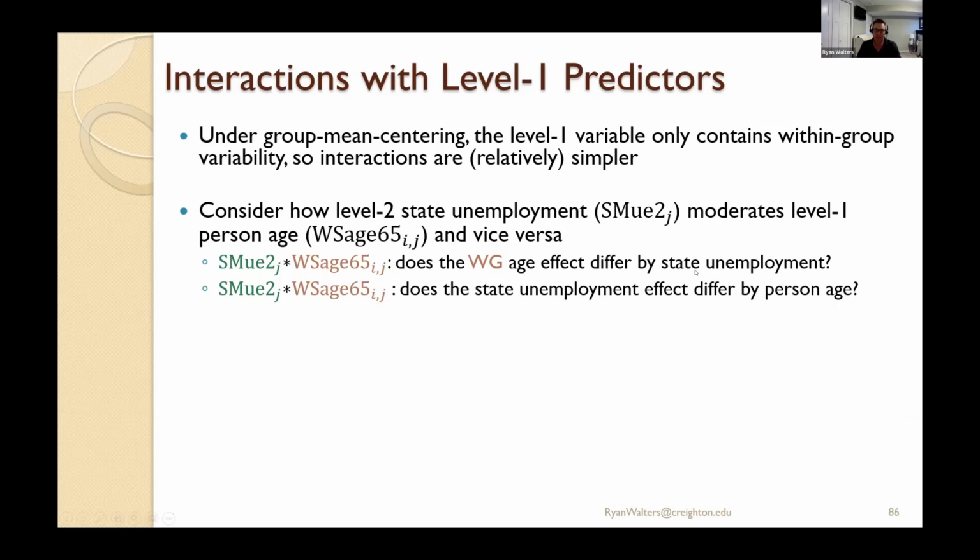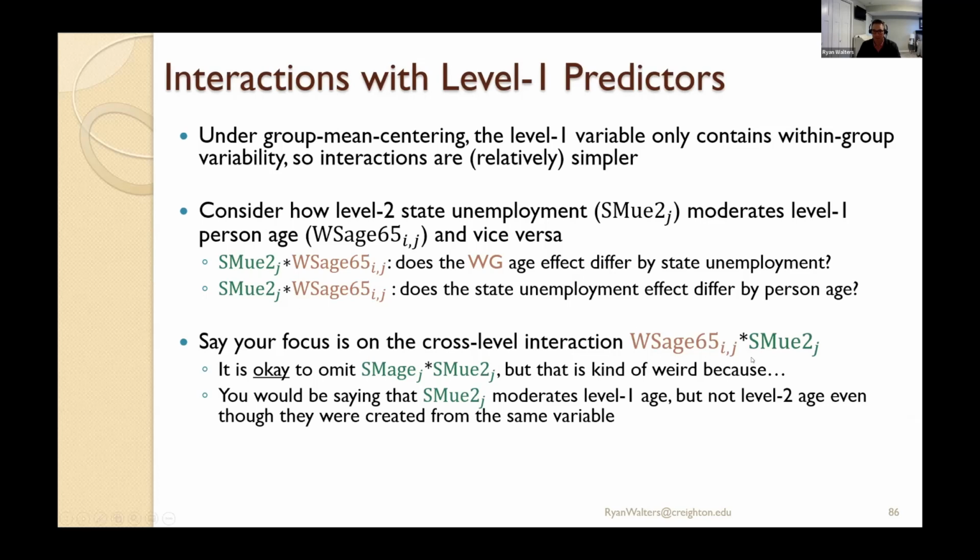But if your focus is only on that cross-level interaction up here, while it is okay to omit the state mean age by state mean unemployment interaction, it's kind of weird. And I say that it's kind of weird because you're saying that unemployment moderates the within but not the between state partition of age, even though they were created from the exact same variable, right? Remember, this is all boiled down. The reason we got to this point was because that respondent age variable is one variable that contained level 1 and level 2 variability.